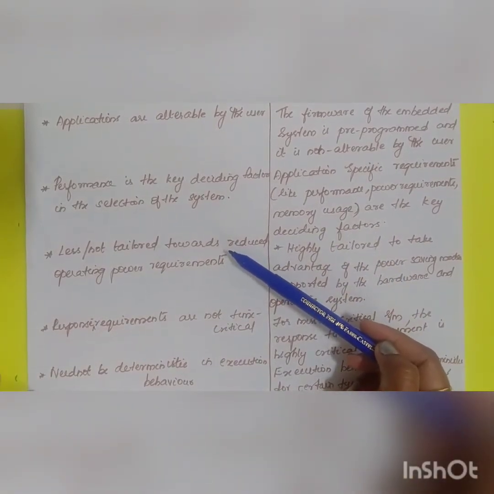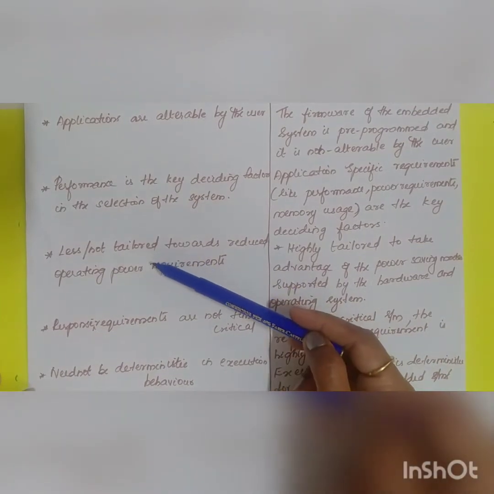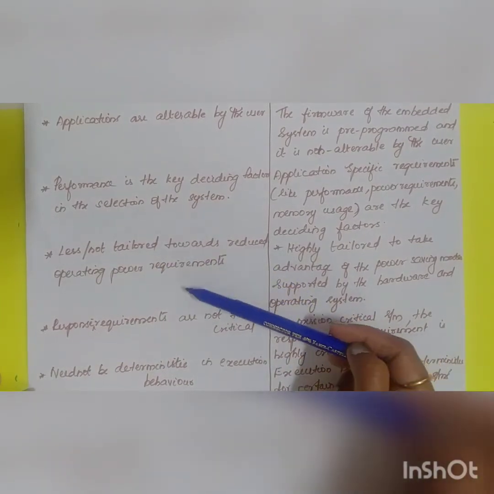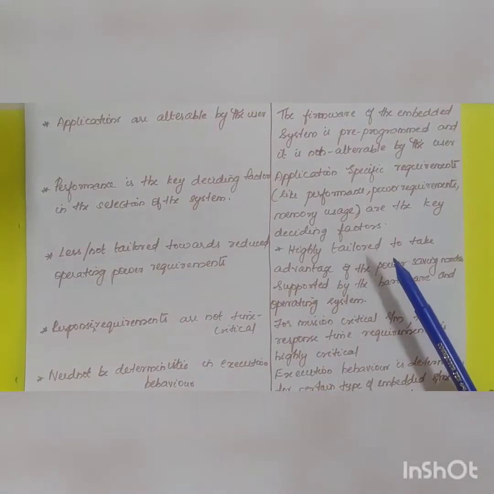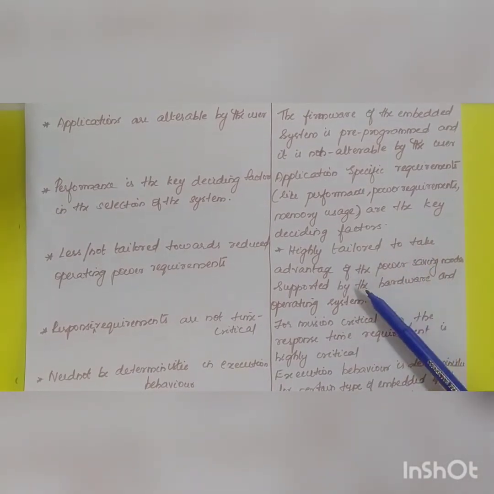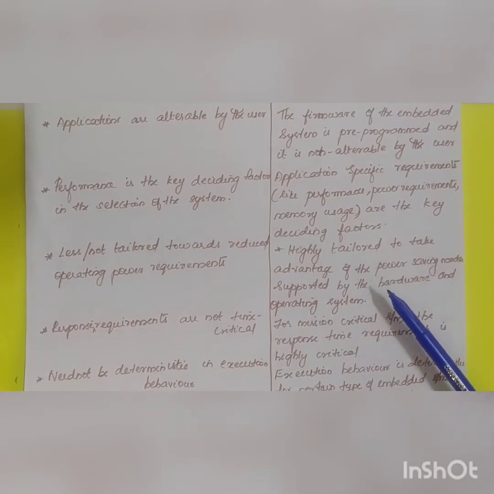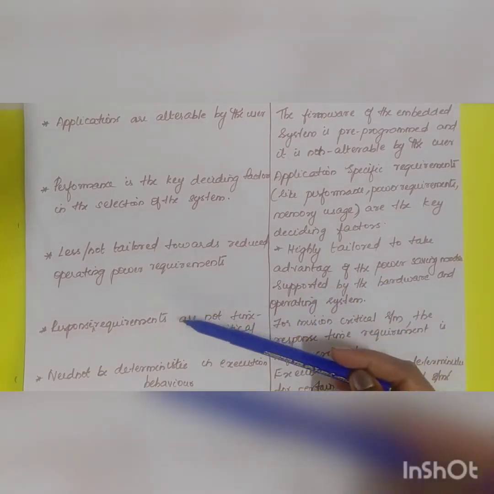Then in the case of GPCS, that is your general purpose computing system, it is not tailored towards reduced operating power requirements, meaning it uses high power, whereas in the case of an embedded system, it uses low power, that is highly tailored to take advantage of the power saving modes supported by the hardware and the operating system. For example, in the Arduino, the power required is only 3.3 volt, right? These are some of the examples.